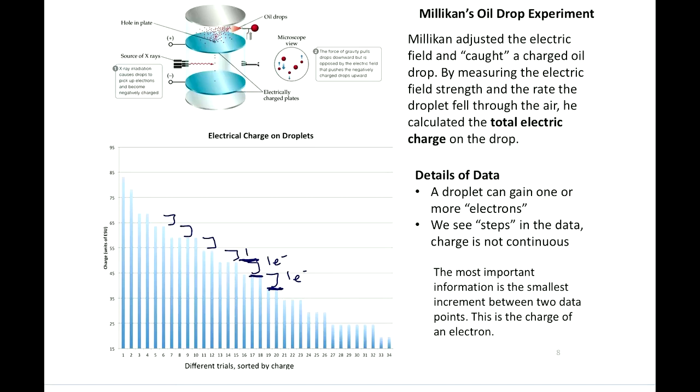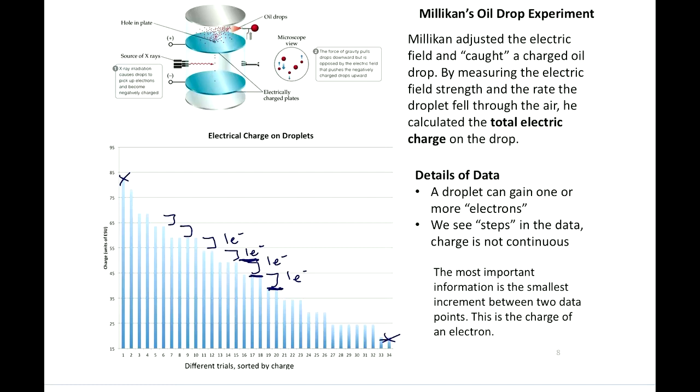And so that's the brilliance of Millikan, how he interpreted this data. He determined that electrons are something you can gain. You can only gain 1 or 2 or 3 electrons, a counting number. And so he saw this increment of charge change between these trials. All right, and so that's the most important information. It's not the smallest, it's not the greatest, it's the increment between.